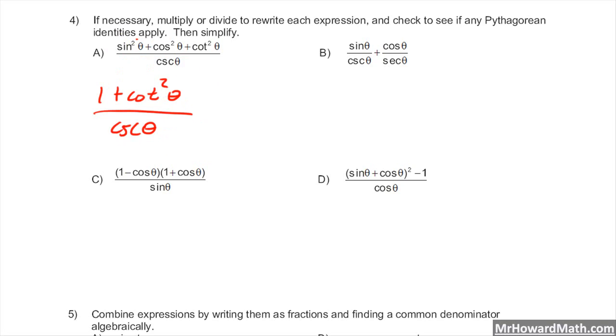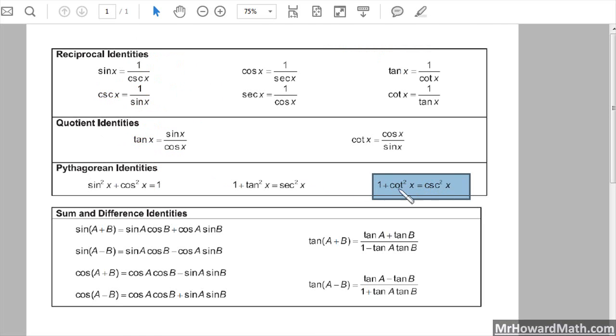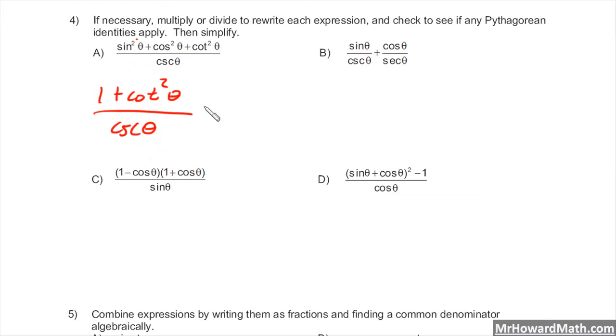So 1 plus cotangent squared theta, if you look right here, that's cosecant squared theta. So this equals cosecant squared theta over cosecant theta. So you have a term squared over itself, so basically this cancels with that square there, and you're just left with this cosecant of theta. And you're in terms of one trig function, no fractions left, so we're going to call that simplified. Cosecant theta is the answer there.